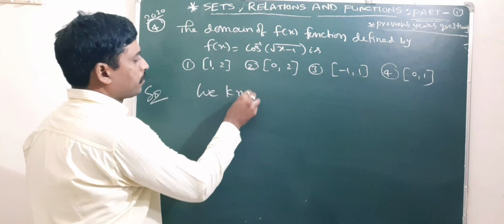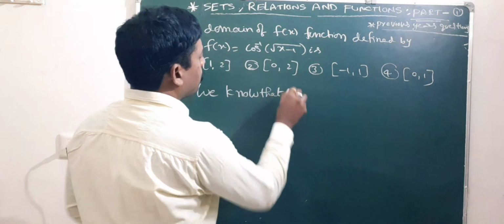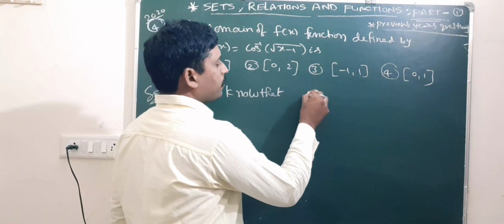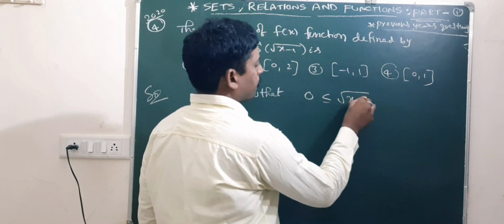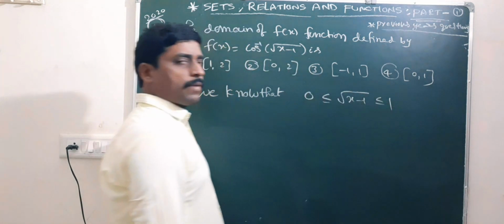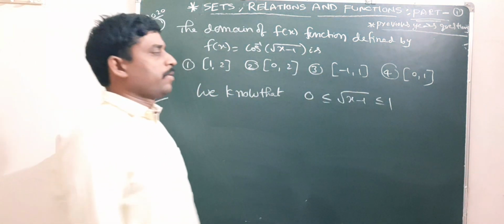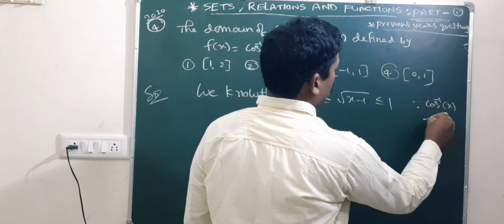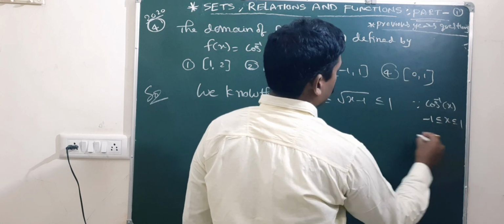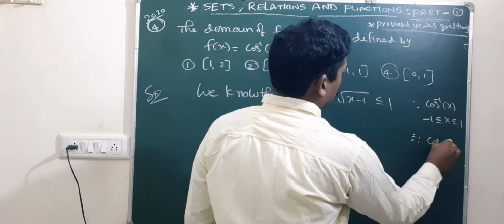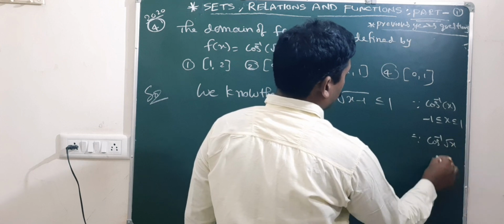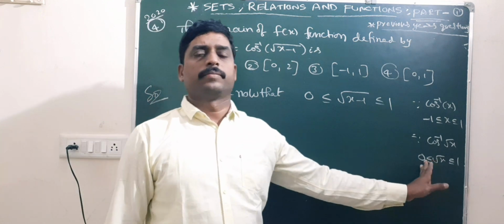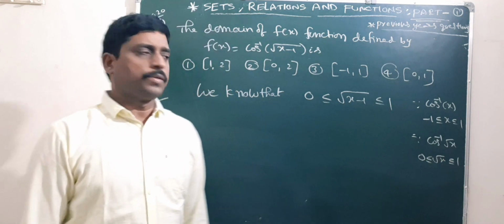We know that root x minus 1 lies between 0 to 1. We know that cos inverse of x, this x lies between minus 1 to plus 1, and cos inverse of root x, this root x lies between 0 to 1. So root is always positive. So root x lies between 0 to 1.